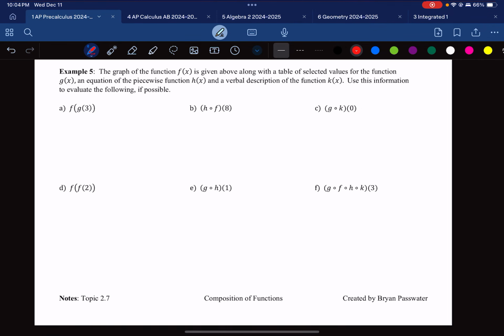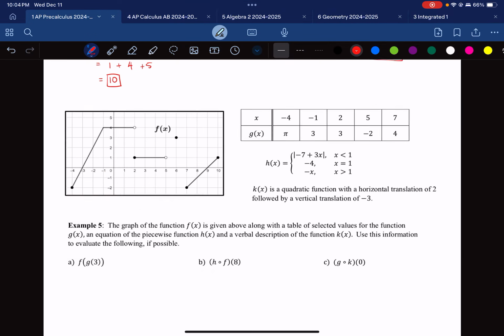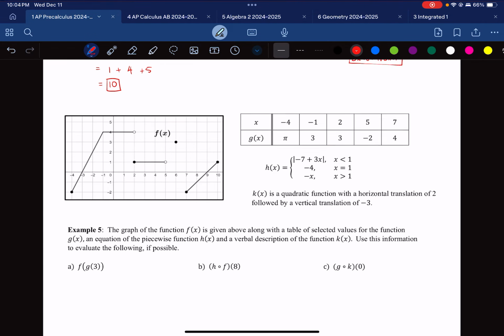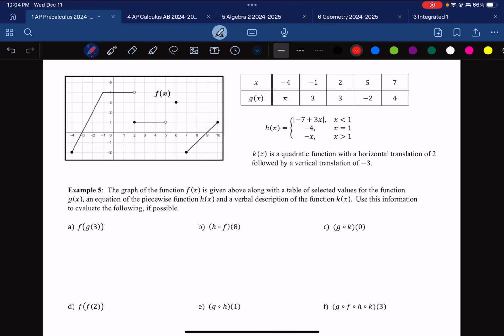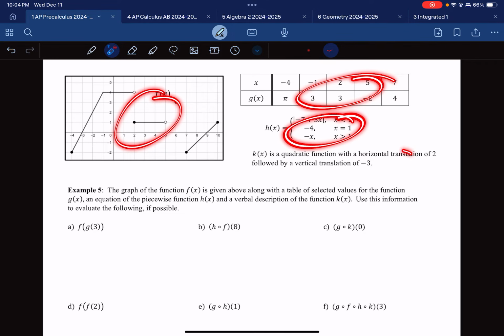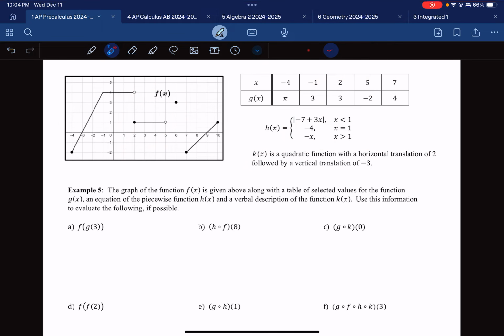This is the last problem before you go on to your worksheet 2.7a. We have a mixture of types of functions. We have a graph, we've got a table, we've got a piecewise function, and we've got a word problem. None of those are nice to use. None of them are easy to use. And before I move too much farther, I'm seeing some problems in all of these that you need to analyze before you even jump into A.